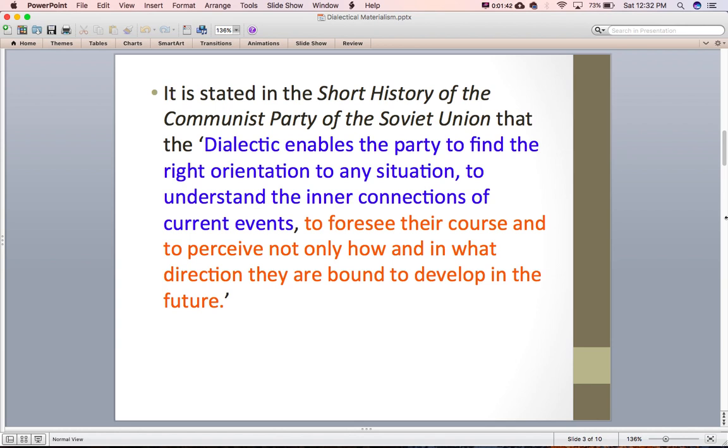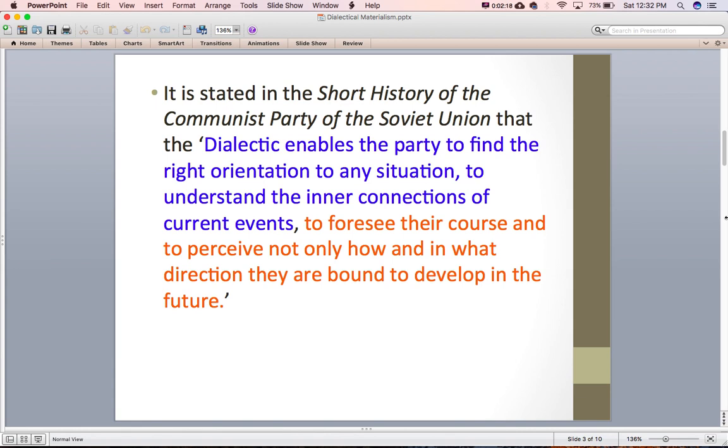Now let us start first with: dialectic enables a party to find the right orientation to any situation, to understand the inner connections of current events. It means that through this path, one can trace and understand the situation logically, and it helps in understanding why that particular thing happened. For example, as per Marx, the two classes, that is the bourgeoisies and the proletariats, are in clash with each other. Through dialect, we can understand the reason why they are clashing. That is, there is an exploitation of one class by another.